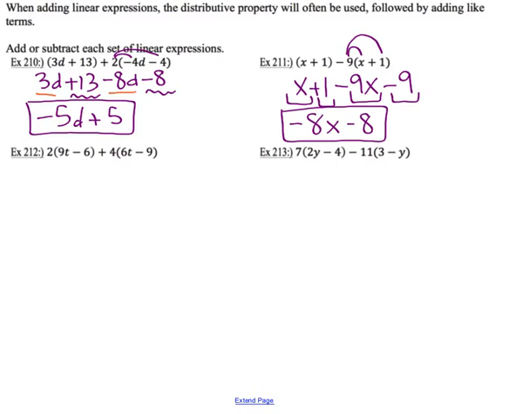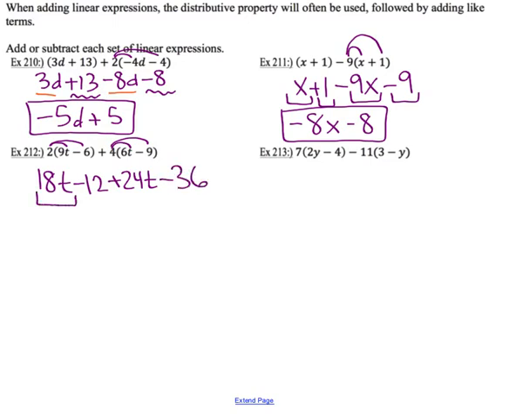Example 212. 2 times 9t minus 6 plus 4 times 6t minus 9. I'm going to have to distribute in both cases here. 2 times 9 is 18, so 18t. 2 times negative 6 is negative 12. 4 times 6 is 24, so 24t. And 4 times negative 9 is negative 36.